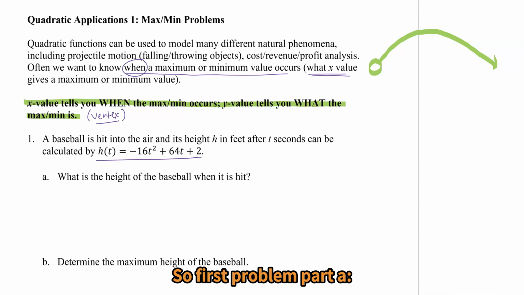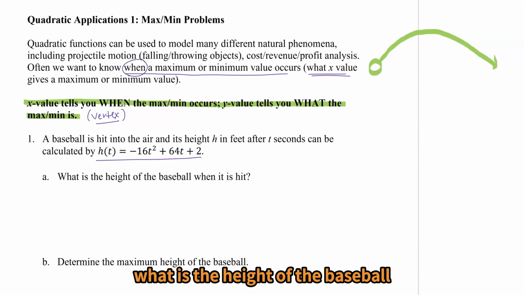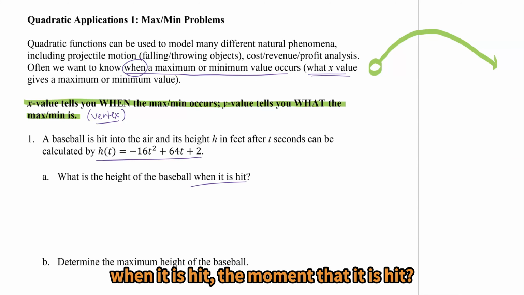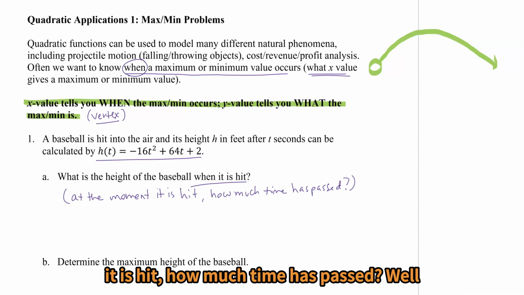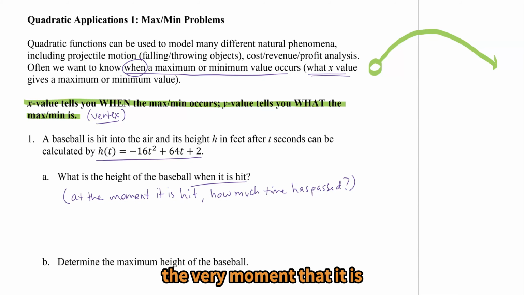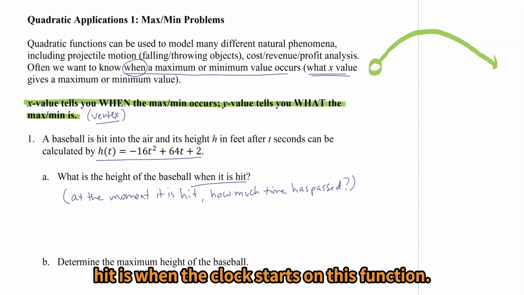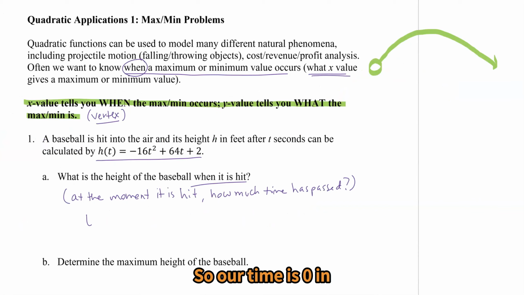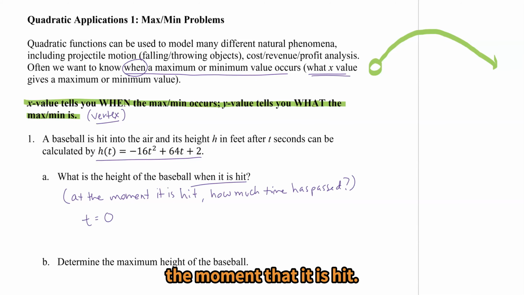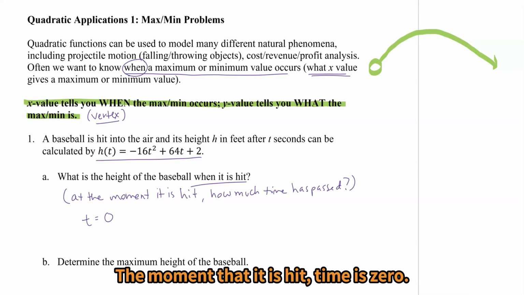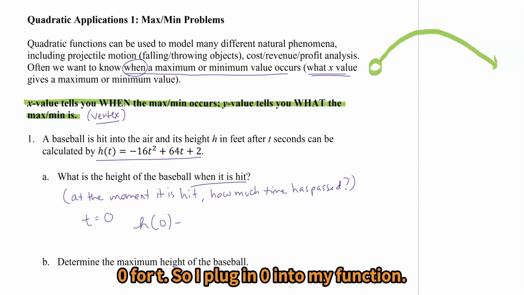So first problem, part A: what is the height of the baseball when it is hit? At the moment it is hit, how much time has passed? Well, the very moment that it is hit is when the clock starts on this function. So our time is 0. The moment that it is hit, time is 0. We're going to plug in 0 for t. So I plug in 0 into my function.